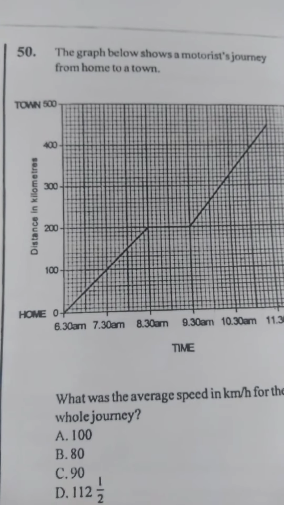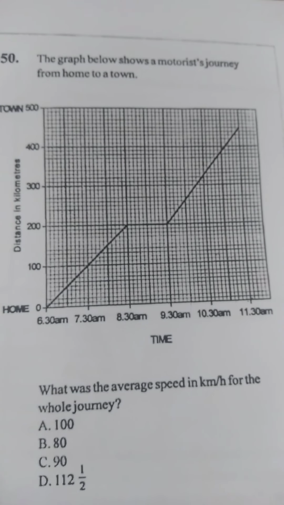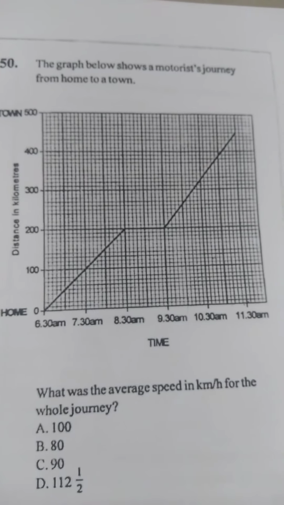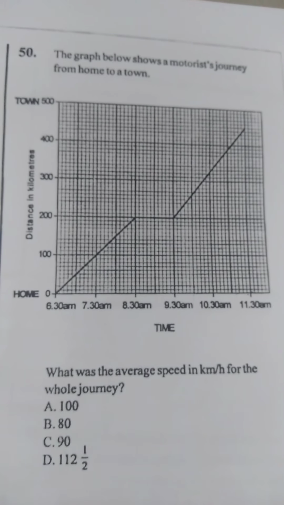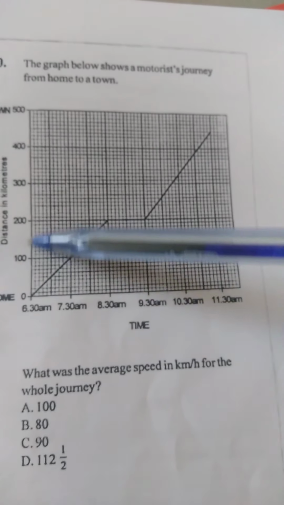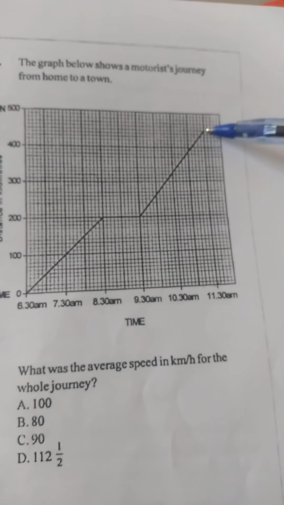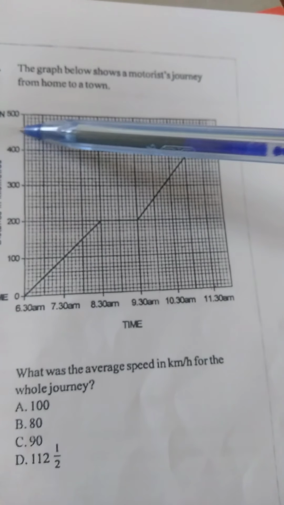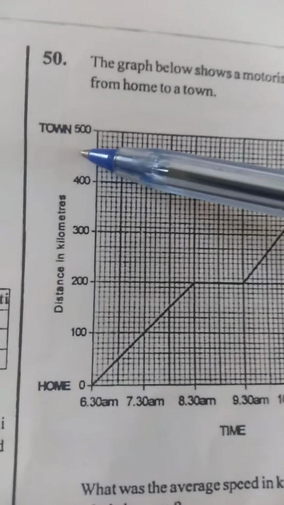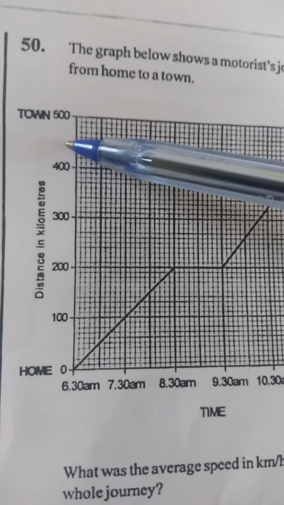Number 50, this is a graphical question. And I told you to be very, very careful. You first observe the scale, both vertical and horizontal scales. So you're asked what was his average speed for the whole journey. Remember, average speed is given by total distance over total time. So once you get the total distance, ni hii hapa, unaangalia what is supposed to be there. So in our case, that will be around 450.